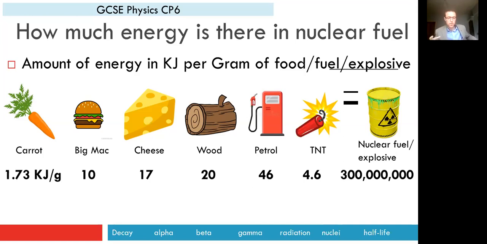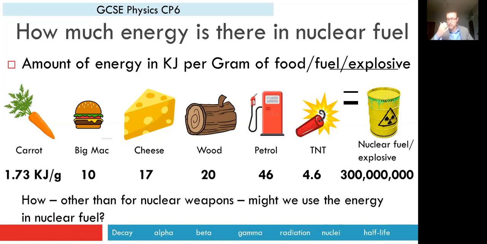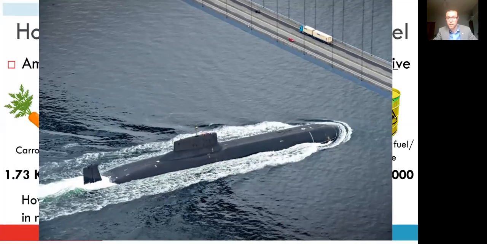So that's why with quite a small bomb, we can create an explosion like the one that we just saw. It also means we can use a small amount of nuclear fuel to create a huge amount of electrical energy or thermal energy if we release it in a controlled manner. So, just as an example, this is a nuclear submarine. A nuclear submarine means it's powered by a nuclear reactor.